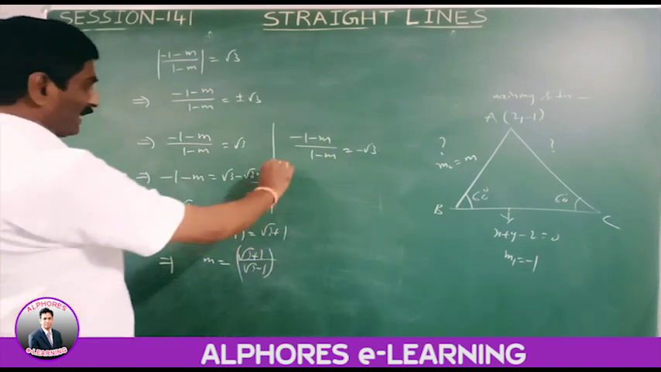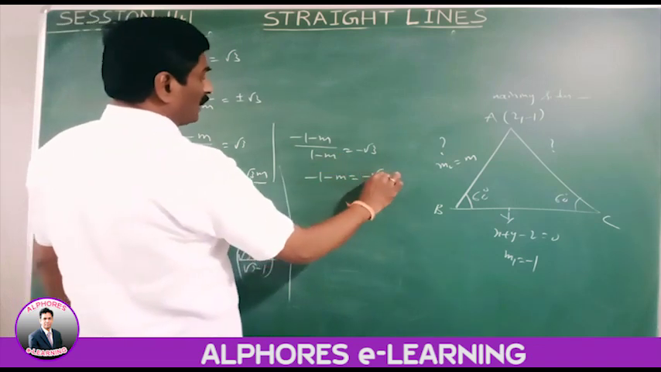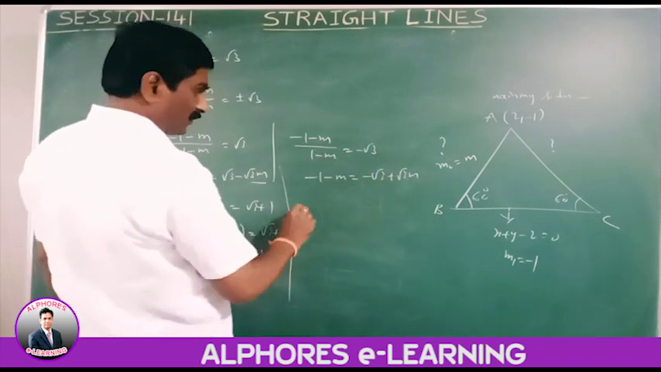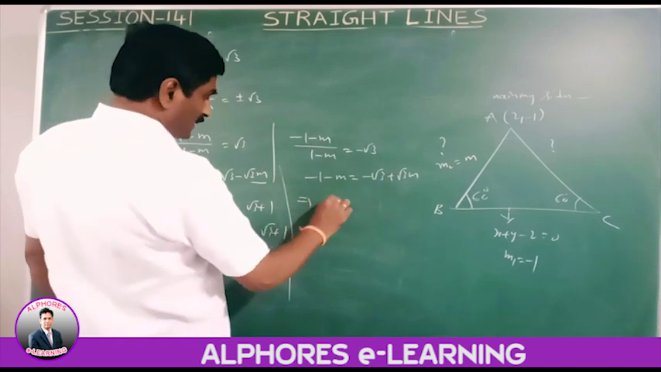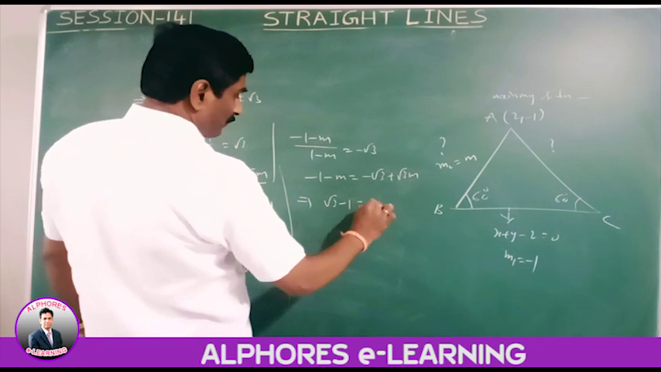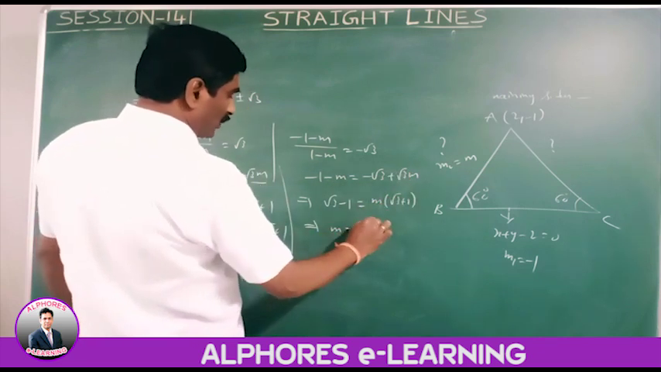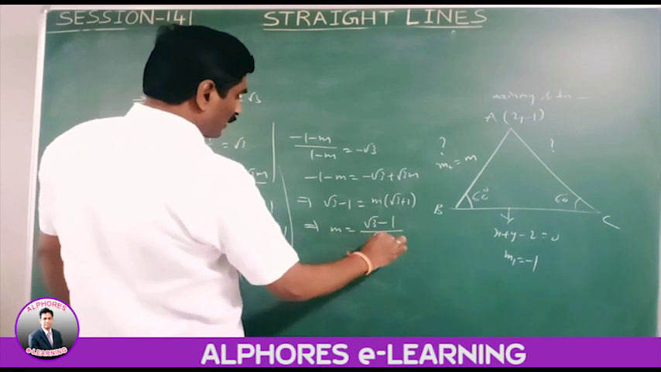Similarly, in this case also, we find the value of m. Minus 1 minus m is equal to minus root 3 plus root 3m. Move this value to the LHS: root 3 minus 1 is equal to root 3m plus m, that means m of (root 3 plus 1). What is the value of m? m is equal to (root 3 minus 1) by (root 3 plus 1).